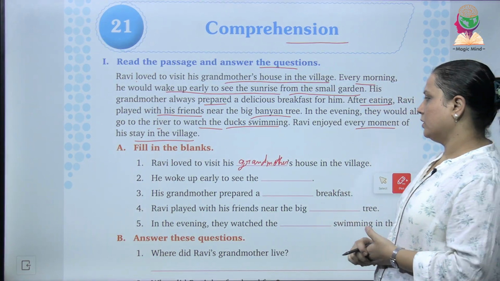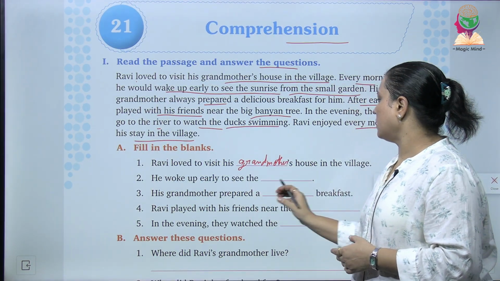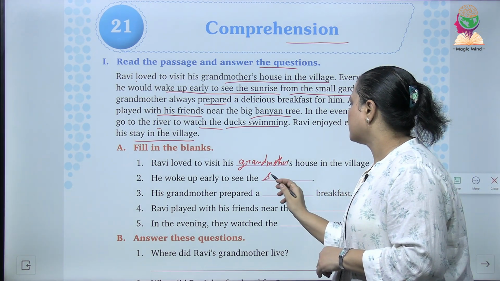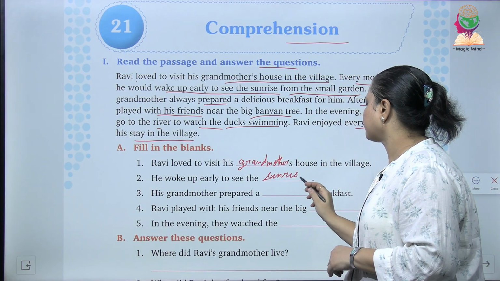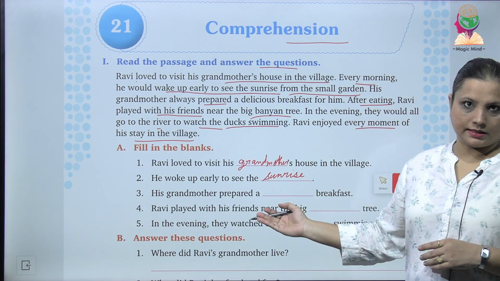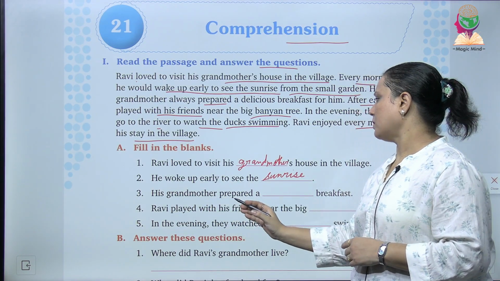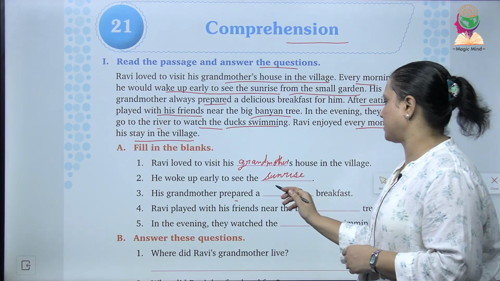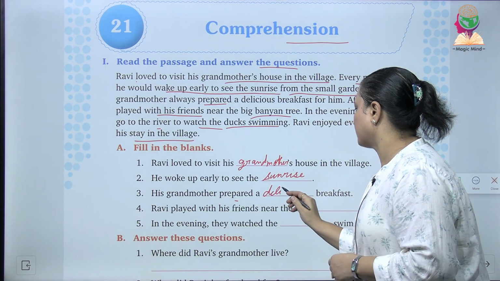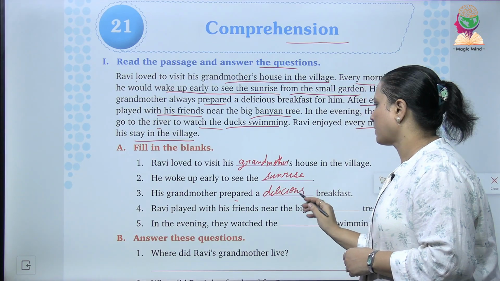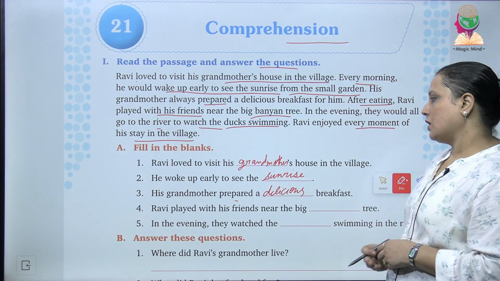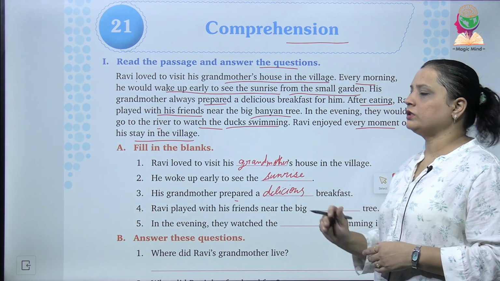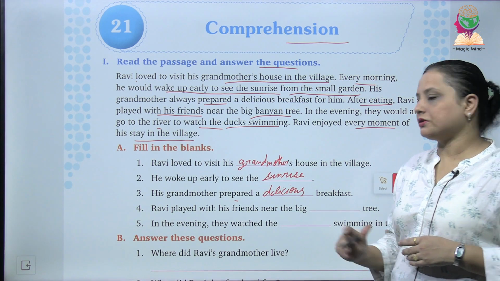Now the second point, he woke up early to see the dash. Now he woke up early to see what? He used to see the sunrise. Then the third sentence, his grandmother prepared a dash breakfast, and the answer is delicious. Then the fourth sentence, Ravi played with his friends near the big dash tree. Which tree? And the answer is banyan tree.